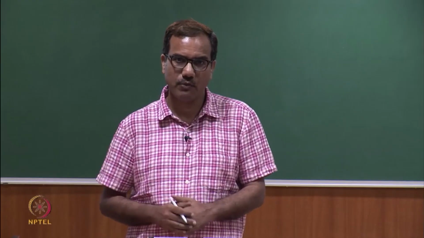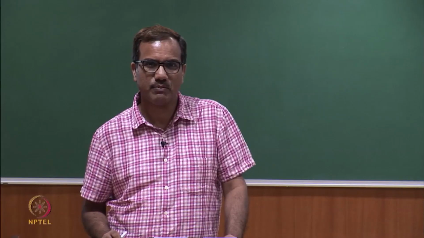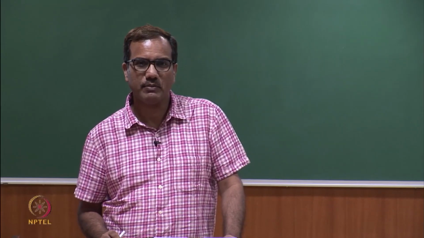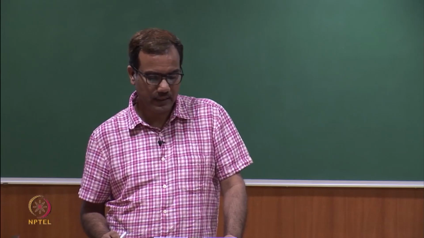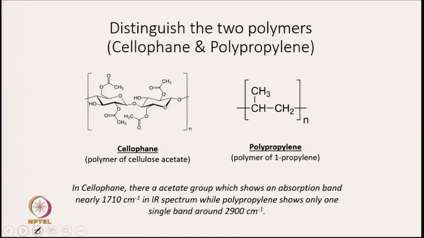So, just by looking at a simple IR spectrum of these two polymers, we can distinguish these two different polymers. We can also distinguish between cellophane and polypropylene. Again, cellophane is a polymer of cellulose acetate, whereas polypropylene is a polymer of propylene. Now, in cellophane you have an acetate group which shows an absorption band around 1710 centimeter inverse, whereas for polypropylene the single band comes around 2900 centimeter inverse. So, just by looking at a simple IR spectrum you can distinguish between these two polymers.